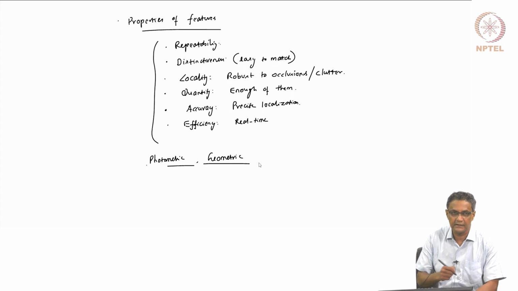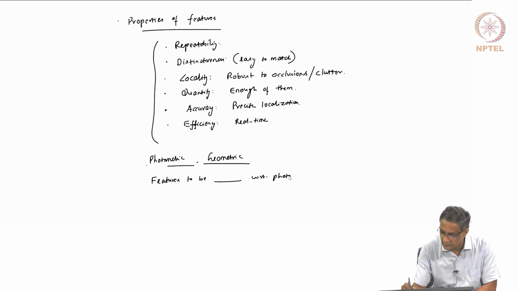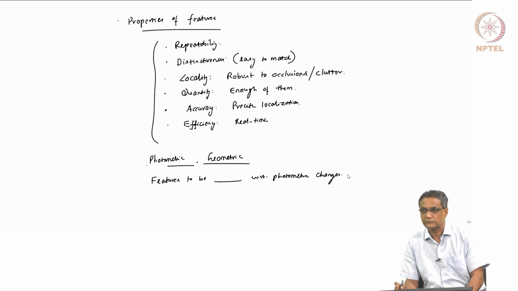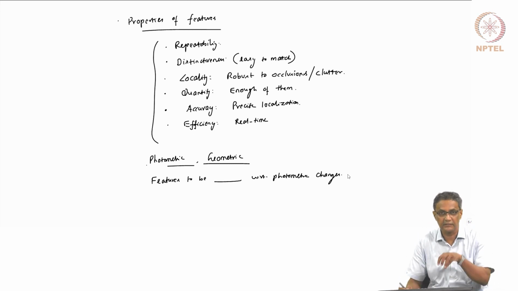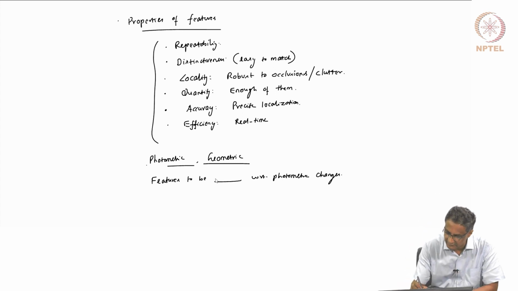So when you say that I want to be able to build features, what you would like is for your features to be, let me say, dash with respect to photometric changes. Invariant, right, so that if there is a slight change in intensity or a sudden extra illumination, I still want to be able to say that it is the same feature.